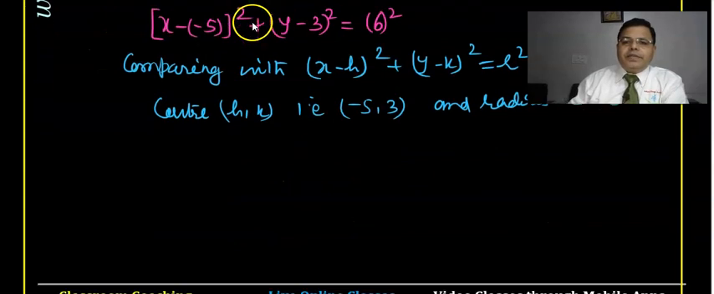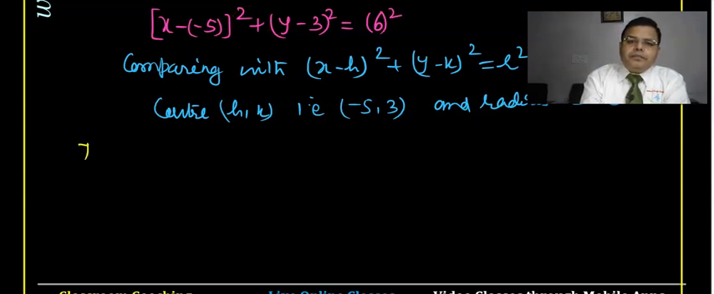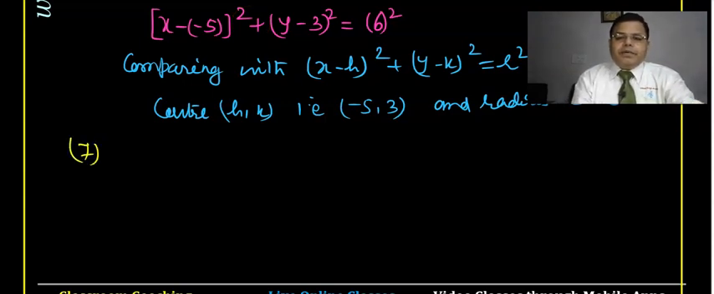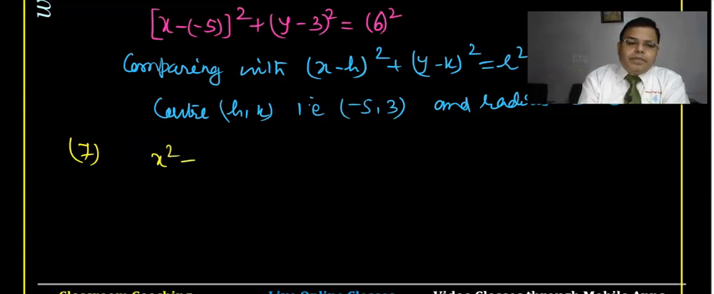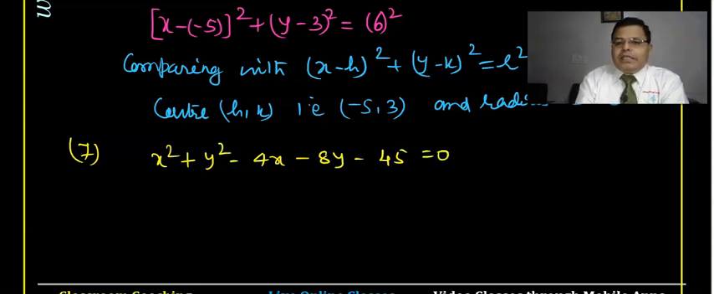That will be the answer. Now let us discuss question number 7. Question number 7 is given here: x² + y² − 4x − 8y − 45 = 0. That is the equation. We can have the general form as well, but we can reduce it in this way.